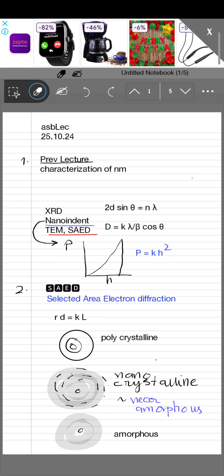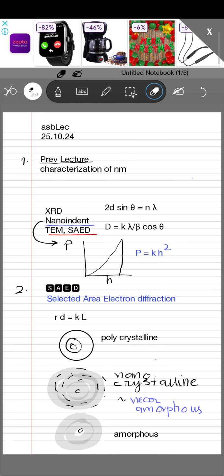Hello students, so in this lecture we will be discussing some important nanomaterials, but before going to that let us discuss what has been discussed in our previous class.